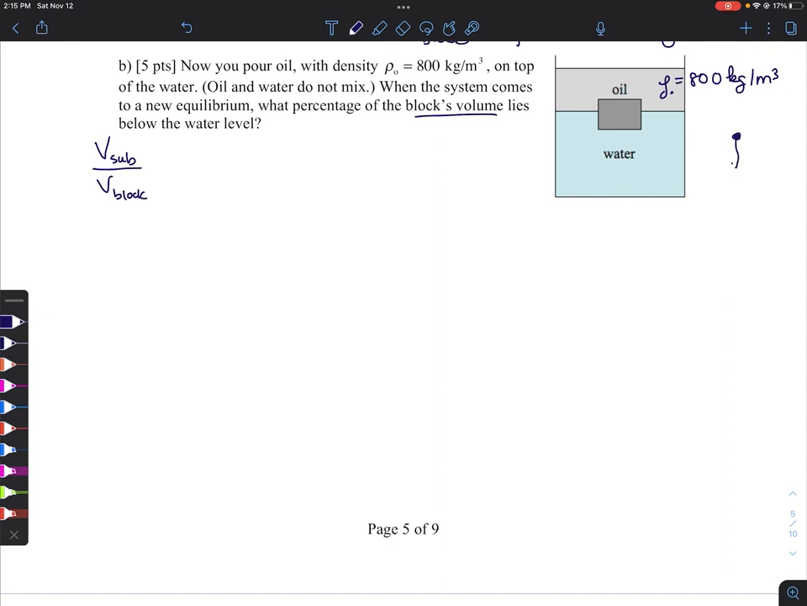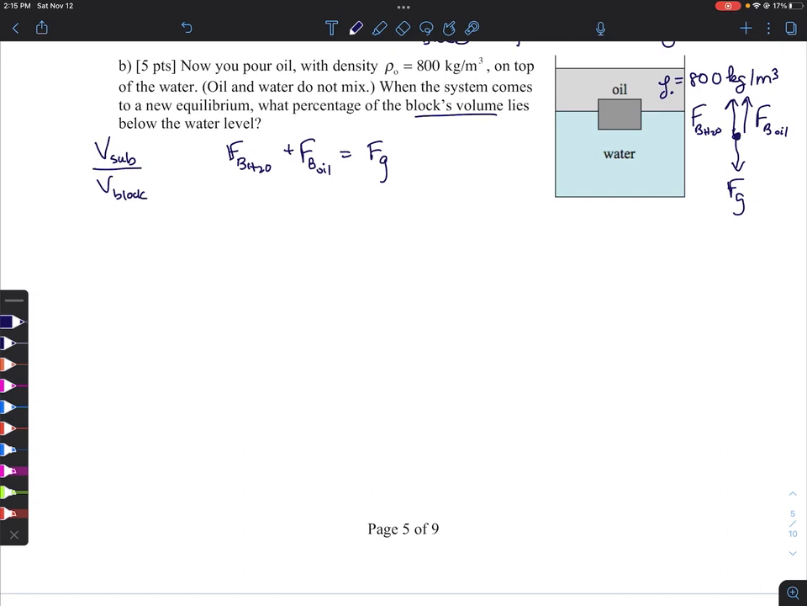So we have Fg pulling down, just like we did before. We have the buoyant force due to the water, and we have a buoyant force due to the oil. The block is at rest, so the sum of the forces is 0, which means that F buoyant water plus F buoyant oil has to be equal to Fg.